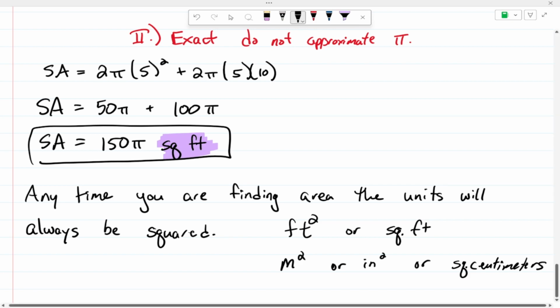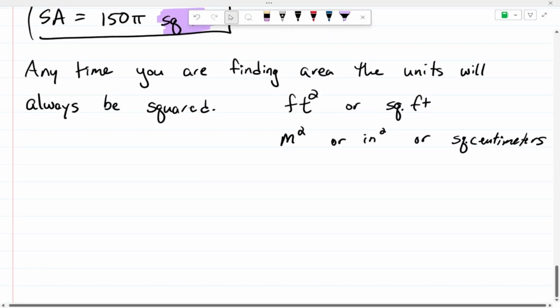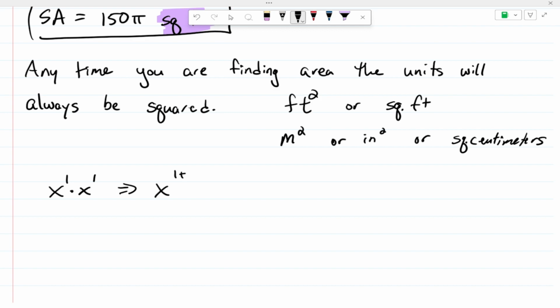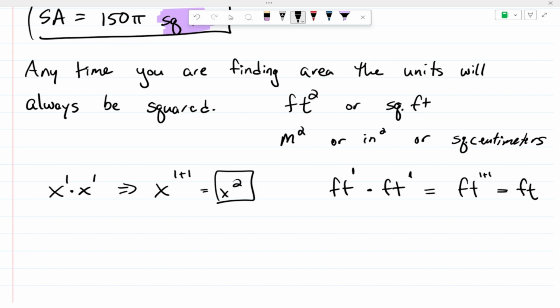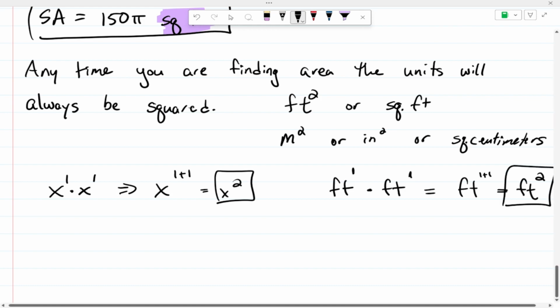It's always squared. And the reason, because you're multiplying units. If you go back in the day, if you think about x times x, well, the bases are the same. So you add the exponents together to give you x squared. Well, this is the same thing as feet times feet. If you think about this, the ft, that's simply raised to the first power. And since the bases are the same, you add those exponents together. And that's why we get that squared feet thing.